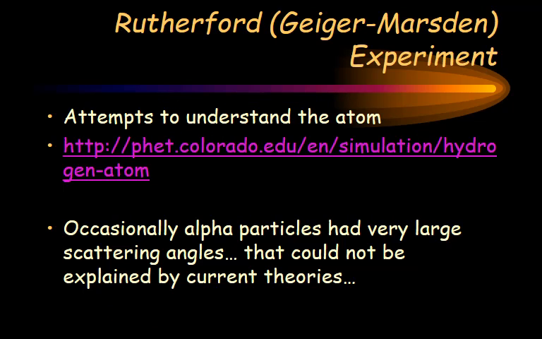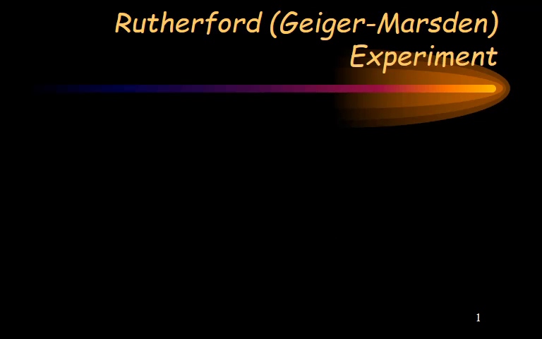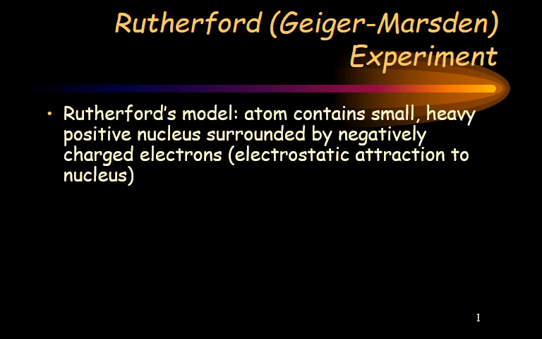Occasionally these alpha particles would have very large scattering angles. If you look at those alpha particles that get close to the nucleus, they deflect at a great, great angle, but most of them just pass straight through. And so this was kind of baffling. Rutherford, with Geiger and Marsden, was able to think through this and came to the conclusion that the atom contains a very small, heavy, positively charged nucleus, surrounded by negative electrons that are in essentially empty space.